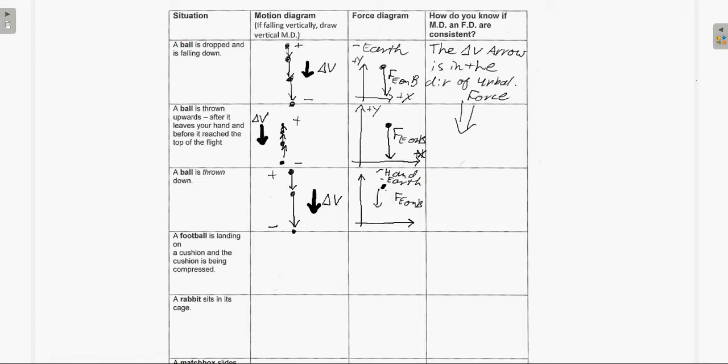So you would have this arrow downward, and then this extra force here is the force that you are exerting downward with your hand while you are pushing it. Alright, and that gives you this. And same thing, the earth and the hand are both in the same direction, so the sum of the forces is in the negative y direction. This is positive y. And so once again, the delta V arrow is in the direction of the unbalanced force in the negative direction for all of these.